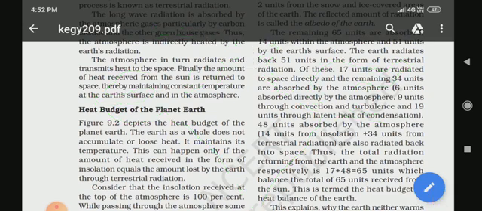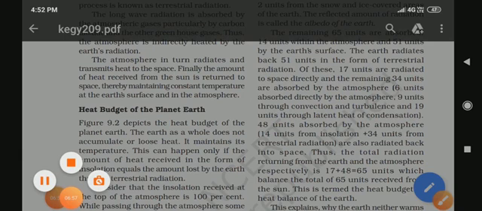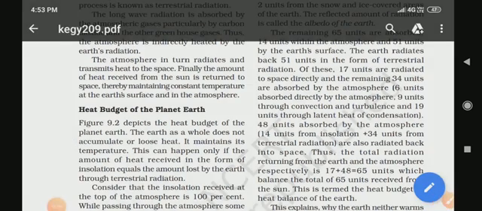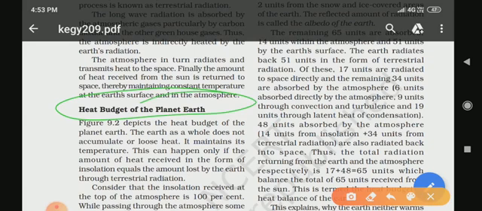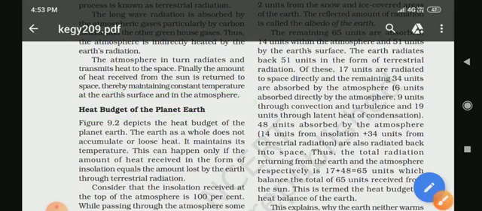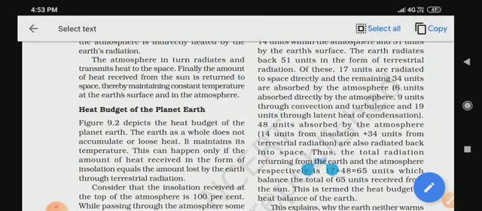Okay, now students, next is the heat budget of the planet Earth. Heat budget of the planet Earth. So Earth maintains its temperature. Okay, and this can happen when Earth receives an amount of insolation from the sun equal to the amount lost by the Earth through terrestrial radiation. This process is called heat budget.